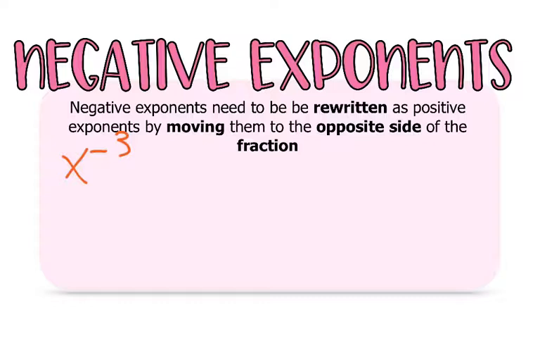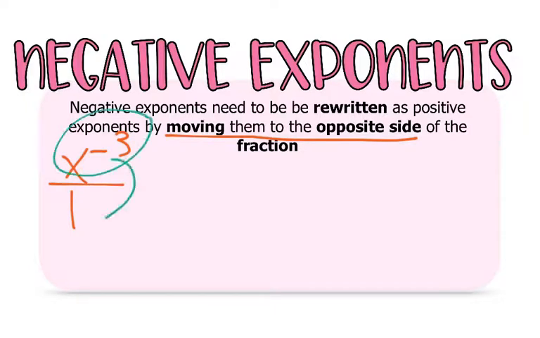You can do that by moving them to the opposite side of the fraction. Notice that this we can think about as technically over 1, and we could make that exponent positive by moving this whole thing to the opposite side. So if it was in the top, we're going to move it to the bottom. And so what this would look like is 1 over x to the positive 3.